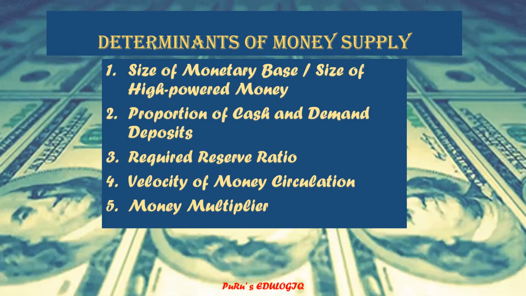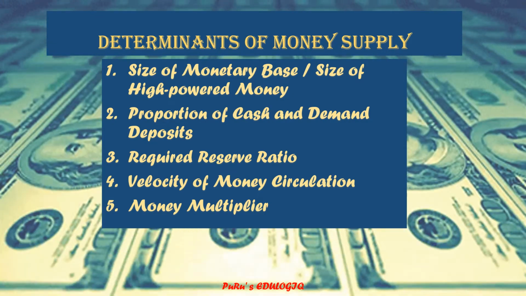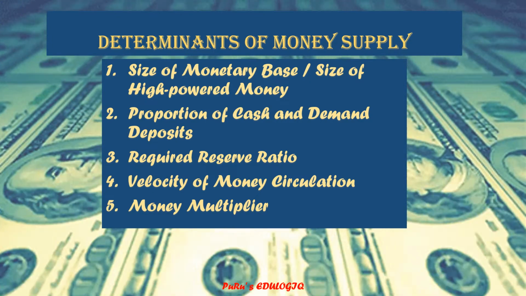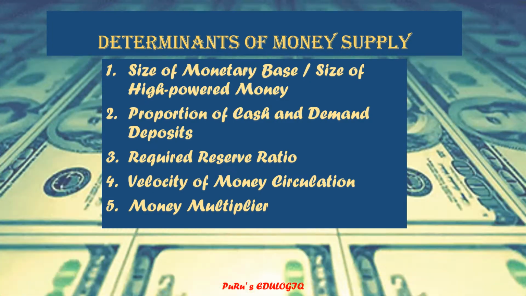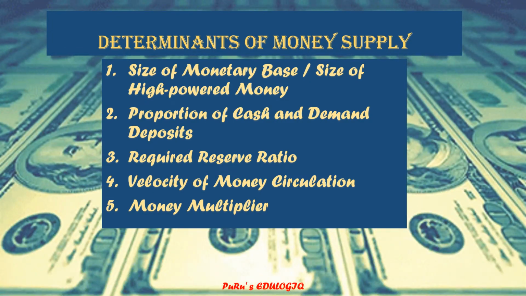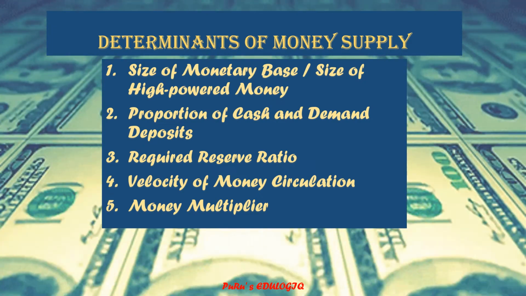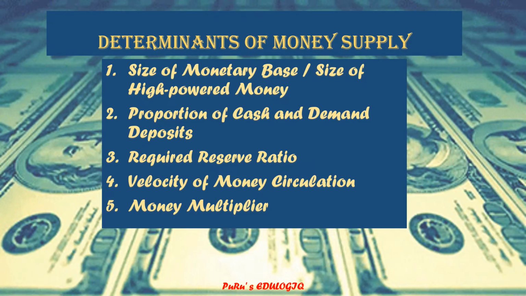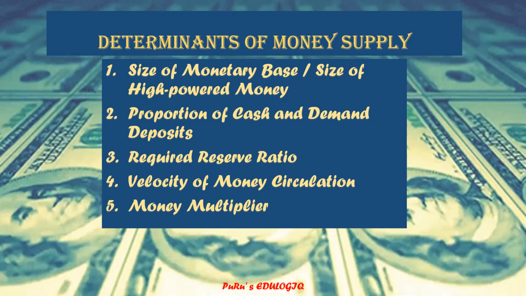The third one being required reserve ratio. Every commercial bank has to maintain a particular reserve and then further circulate the rest of the deposit amount in the form of loans. This is called the fractional reserve banking system. Hence, if the required reserve ratio is less, the money supply is high. But how is that so?